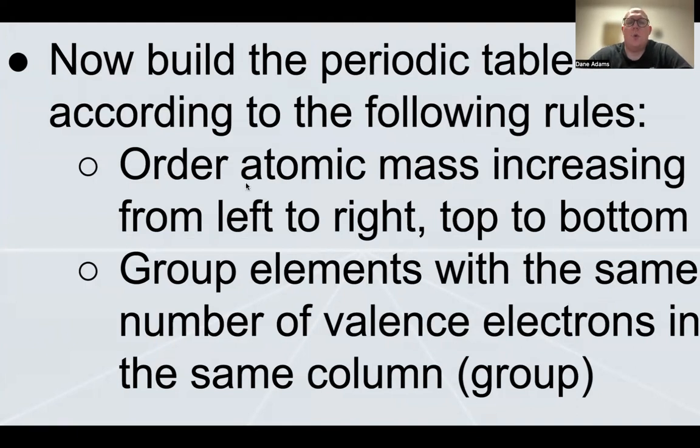Rule 1, you're going to order the atomic mass so that it increases from left to right and top to bottom. So in the top left of your periodic table should be the lightest elements, and in the bottom right should be the heaviest. The other rule I'd like you to follow is to group elements with the same number of valence electrons in the same column. I'll say that one more time. Group elements with the same number of valence electrons in the same column. Okay. Again, I'm going to let the sub pause the video here. I'm going to let you get to work. When everybody's done, the sub will play the video. Ready, set, go.